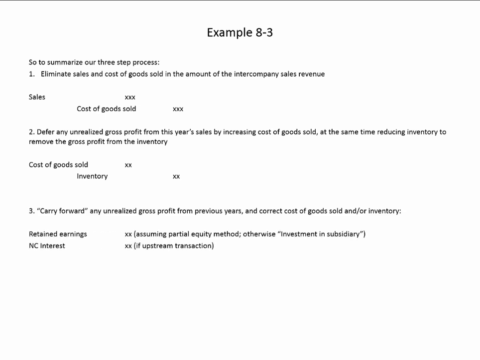Now, just to make this as generic as possible, on the debit side, when we carry forward that unrealized gross profit, we would debit either retained earnings or the investment in subsidiary account, depending upon whether the parent is using the full or the partial equity method. And if it was an upstream sale, we'd also debit the non-controlling interest. This is identical to what we would do in the case of the intercompany sale of land or the intercompany sale of a depreciable asset.